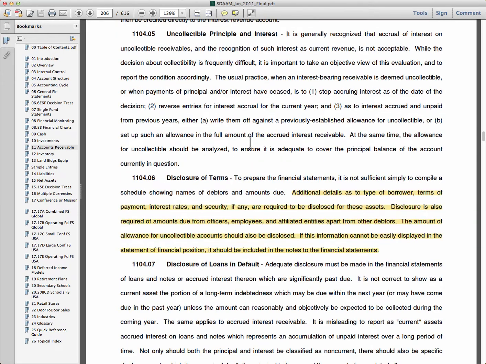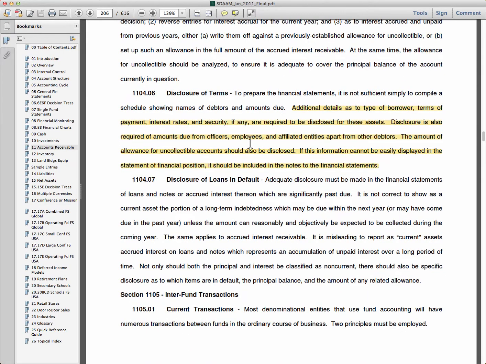So we have two requirements as far as categorization of our notes and loans receivable. Okay, they need to be categorized. To prepare financial statements, it is not sufficient simply to compile a schedule showing the names of the debtors and the amount due. Additional details are needed, such as the type of borrower: employee, affiliated organization, unrelated third party, and related third party. We'll look at that in a minute.